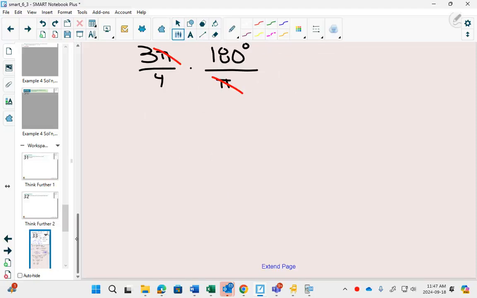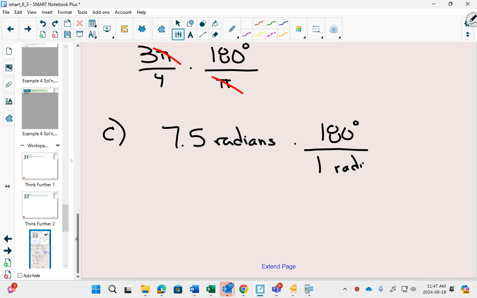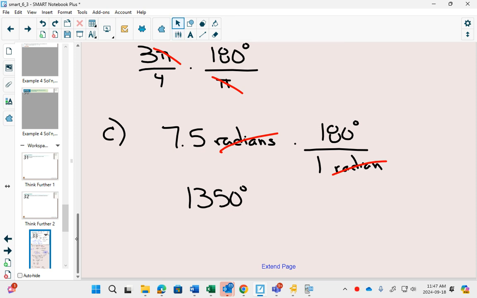So in part C though, can we use the shortcut? No. In part C, we start off with 7.5 radians. We can't use the shortcut because there's no pi, so we have to multiply by 180 degrees over 1 radian. I'm writing it out as a reminder that we want those units to cancel out. So I go to my calculator, take 180 multiplied by 7.5, and I get 1,350 degrees. Nearest tenth of a degree.